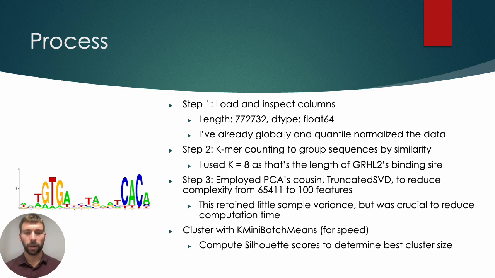For the second step, I looked at my k-mer counting and used a mer length of 8 because that was the length of the protein of interest's binding site, as I mentioned previously. For my third step, I employed PCA's cousin, truncated SVD, to reduce complexity from over 6,000 features to just 100 features. This helped make my processing speed a lot faster, but unfortunately also retained very little of the variance. But it was more of a proof of concept rather than a true investigational study.